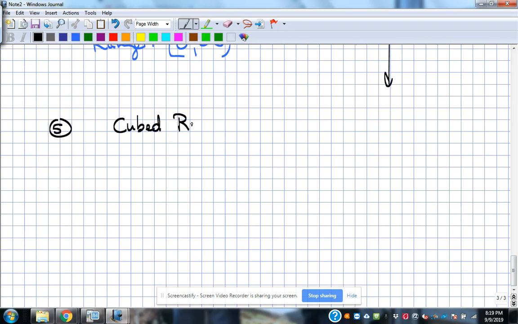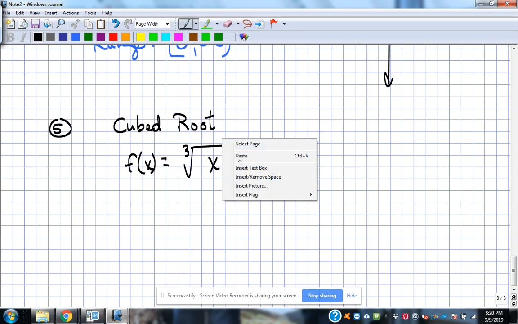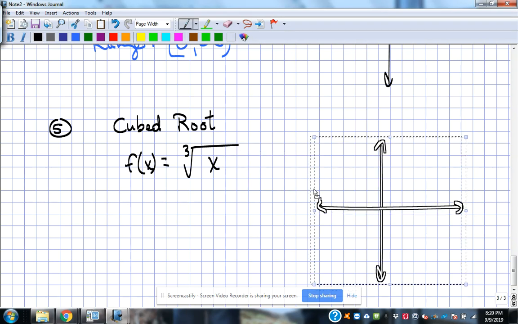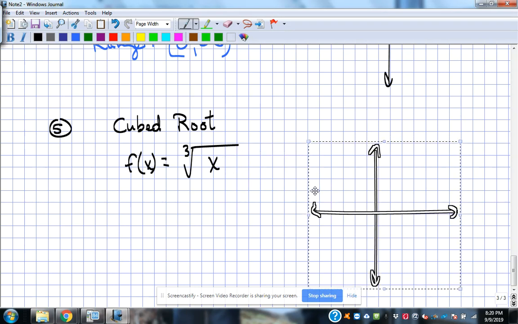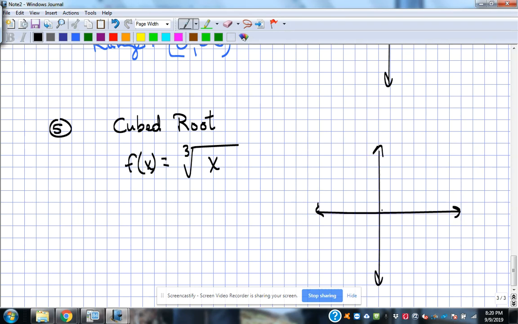Cubed root. Not roof, root. Handwriting there. F of x equal to the cubed root. They put this little 3 on the outside there of x. Graph of that stuff. Take the cubed or the cubing function and lay it on its side. That's how this one works. The graph looks something like that. Lays the cubing function on this side.